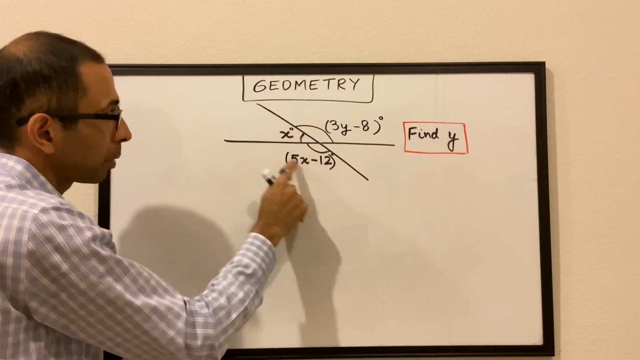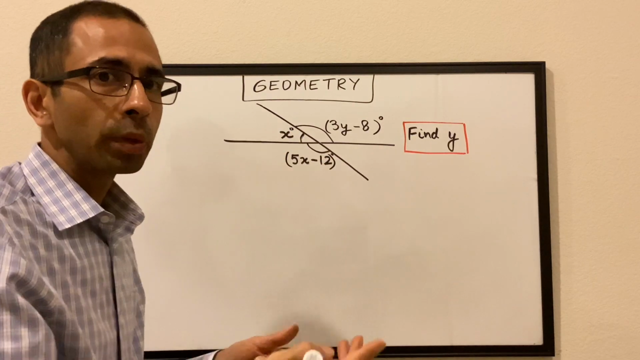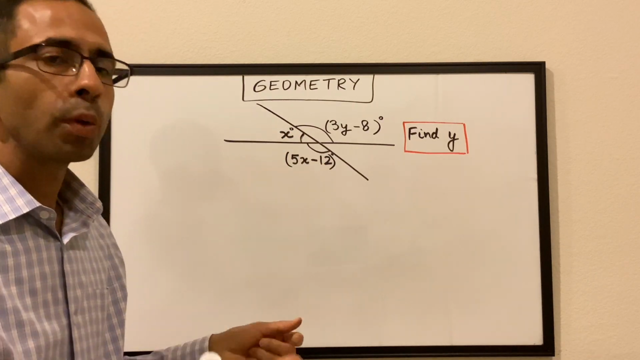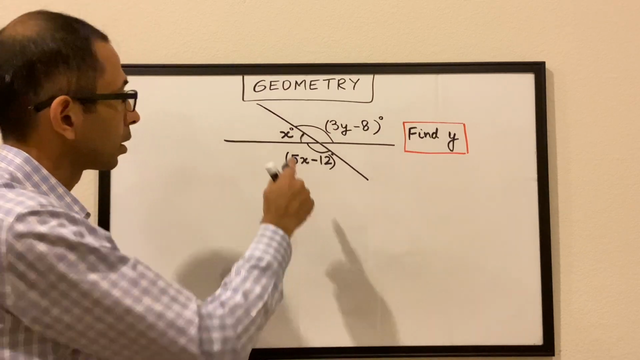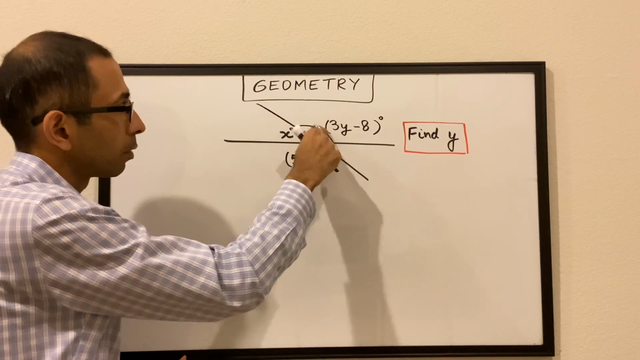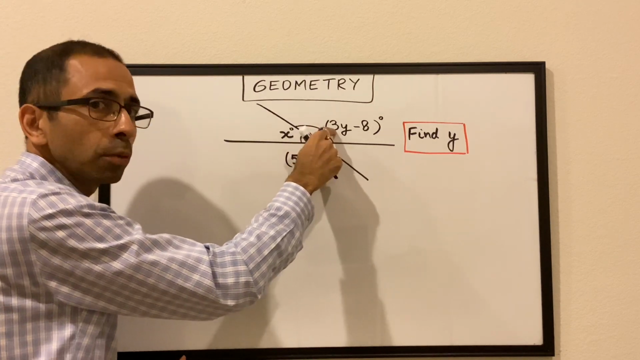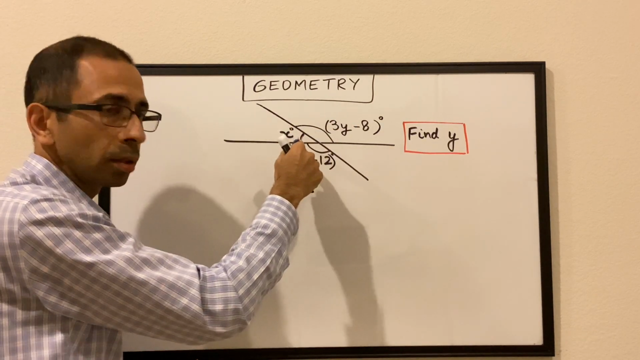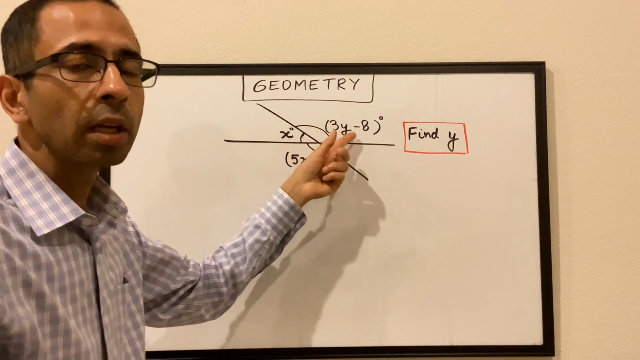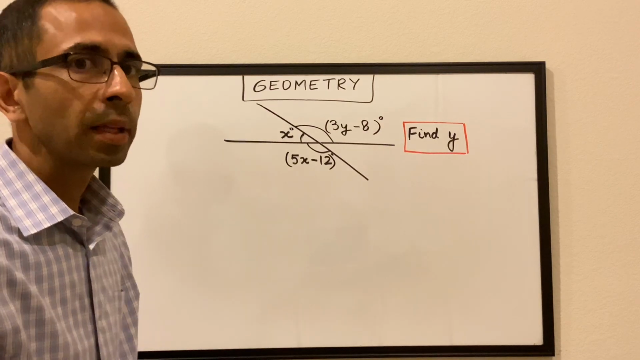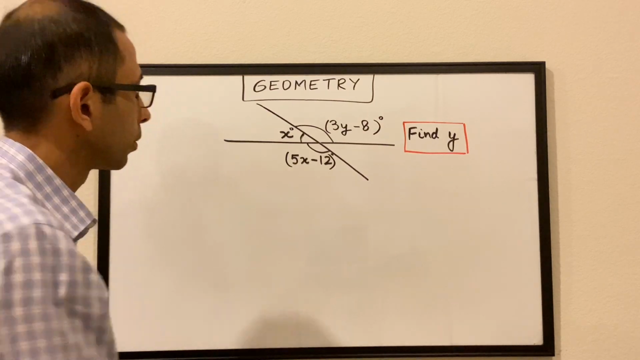So angle x plus this angle has to be equal to 180 degrees. That will give us an equation in x, and we can solve for x. Once we know the value of x, we know the value of this angle, because this angle would be nothing but 180 minus x, correct? Eventually we know the value of this angle, which we can equate to 3y minus 8 and solve for y. Let's see what I'm talking about here.